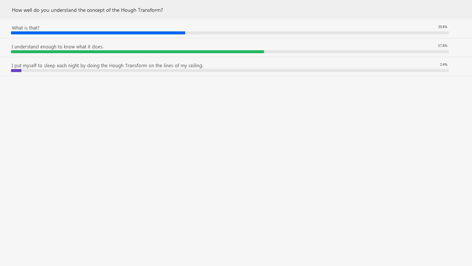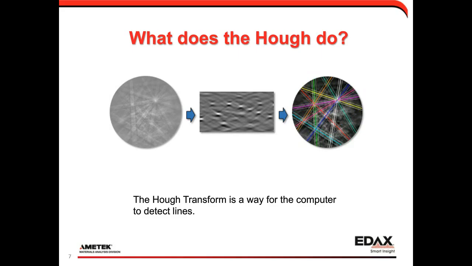So here is basically what the Hough does. Here's a diagram of a pattern. In the middle is the Hough transform itself in Hough space. And there on the right is basically the Hough putting the lines back on. Again, the Hough is a way for the computer to find lines. You have to remember that a computer looks at problems differently than you do. You can look at that, you can see lines, you can draw them on. A computer, it's not that easy for, and that's what the Hough does.